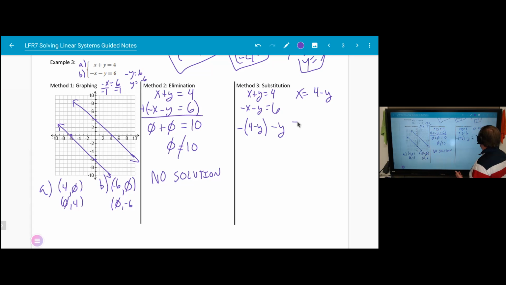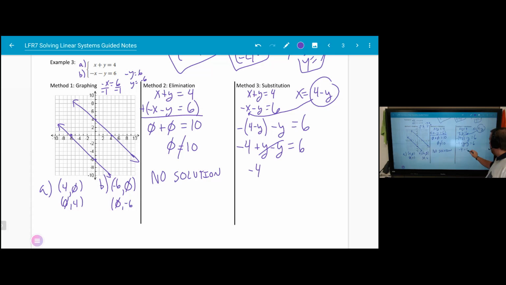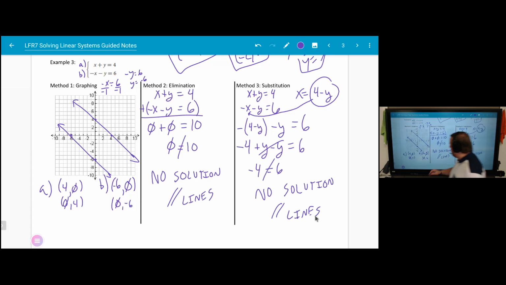Minus y equals 6. Anywhere I saw x in the second one, that's where I put it. So distribute through. This is negative 4 plus y minus y equals 6. Well, that's weird again. The y's cancel to 0, and I get negative 4 equals 6. Negative 4 doesn't equal 6. And once again, because it's not equal and there are no variables here, we get no solution. And no solution, what does that mean? Parallel lines. What does that look like on the graph? Parallel lines, no solution.